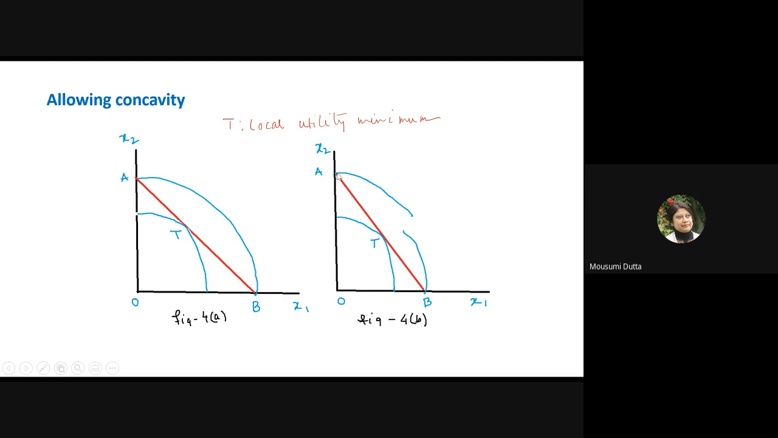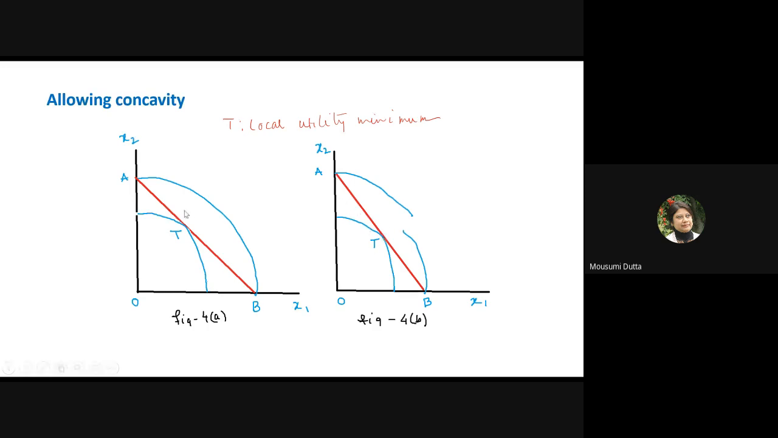Or if I move towards A, I can move to another, even higher indifference curve, and that is also affordable to me because the point is lying on the budget line. This point of contact is lying on the budget line. So the higher indifference curve is lying beyond this point of tangency.